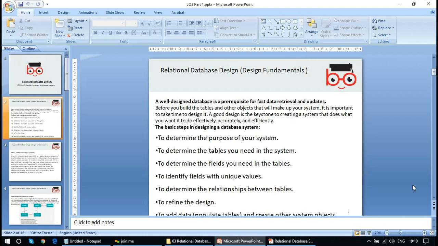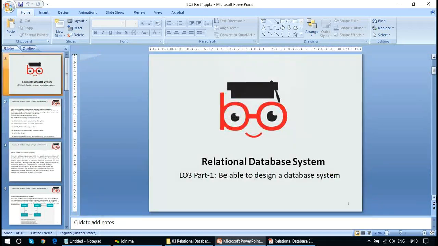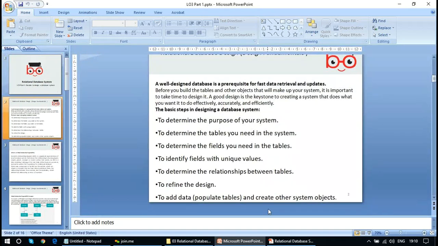The basic steps in designing a database system are to determine the purpose of your system. This is most important: why are you creating it? Then determine the number of tables you need in the system, determine the fields you need in the tables, identify fields with unique values, determine the relationships between tables, refine the database, add data, and create other system objects.